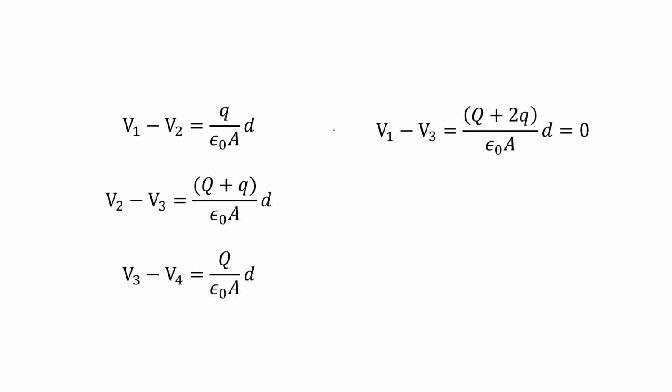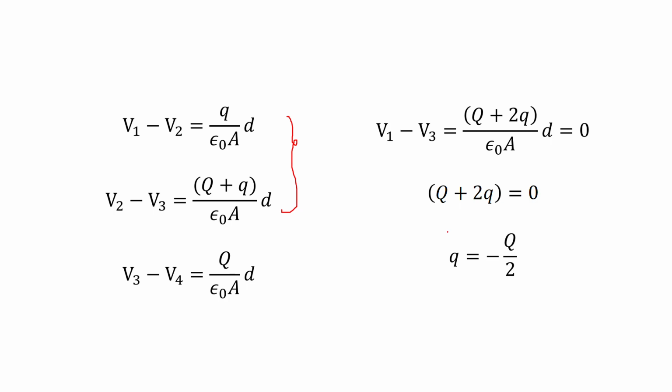In order to calculate V1 minus V3, the first and the third plate were connected by an electric conductor. So V1 equals V3, or you can say that V1 minus V3 is 0. So if we add these two, we will get the relation of V1 minus V3, and that equals Q plus capital Q plus small 2q divided by epsilon naught A into D, and this will be 0. So we can obtain capital Q plus 2q equals 0, or q equals minus Q by 2.